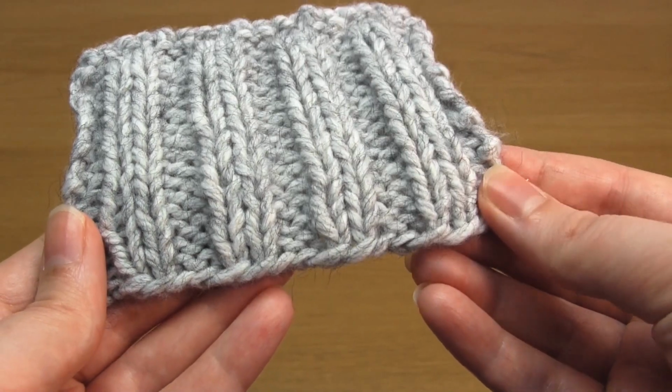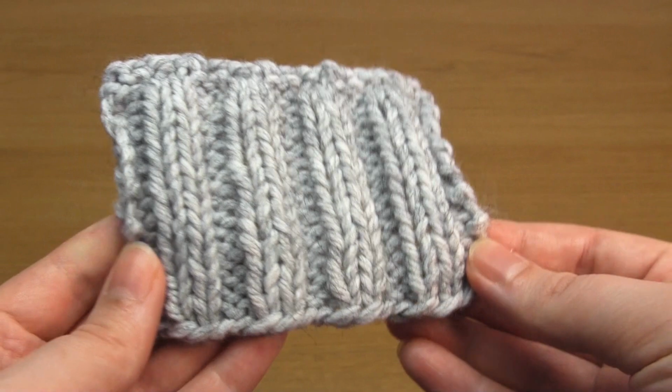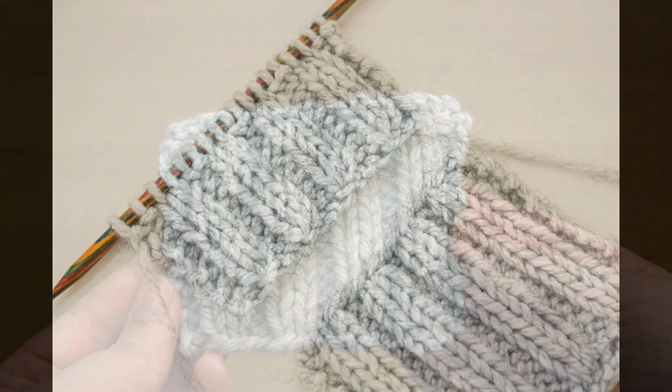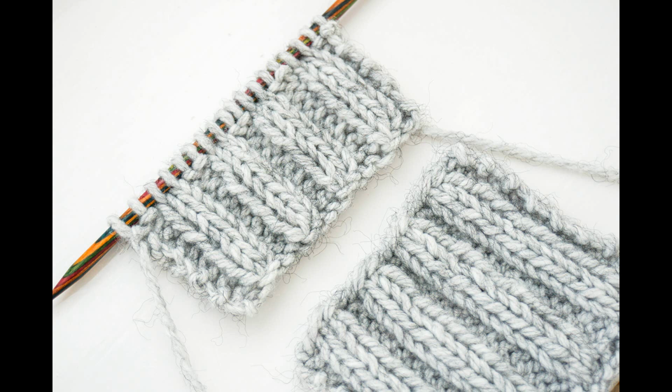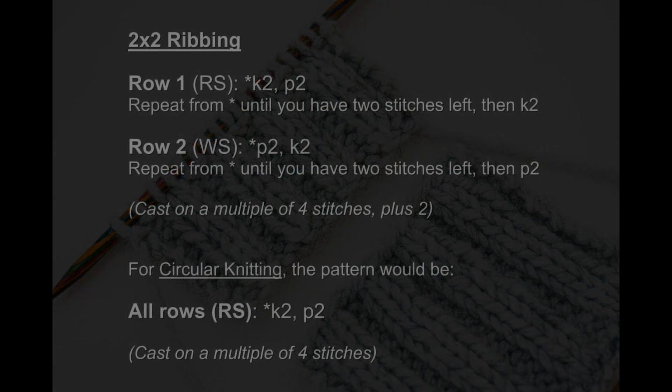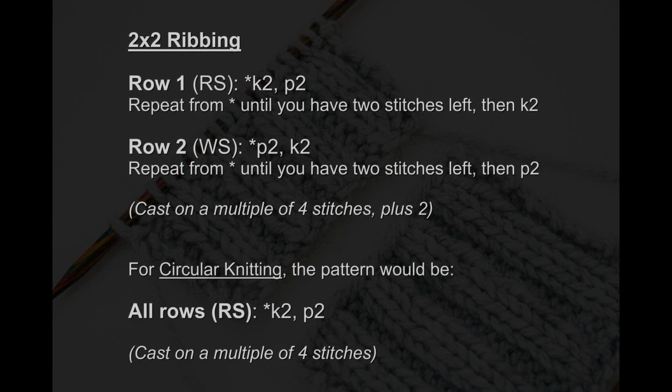To improve this edge, you can alternate between doing the long tail cast on knitwise and purlwise in order to fit in with the pattern you're about to knit. I'll now be demonstrating the alternating long tail cast on using this 2x2 ribbing pattern. Row 1, which represents the right side, is knit 2, purl 2 repeated, whilst row 2, which represents the wrong side, is purl 2, knit 2 repeated.